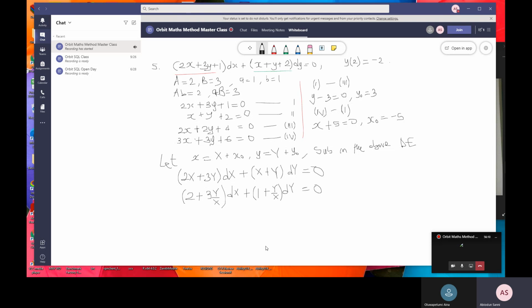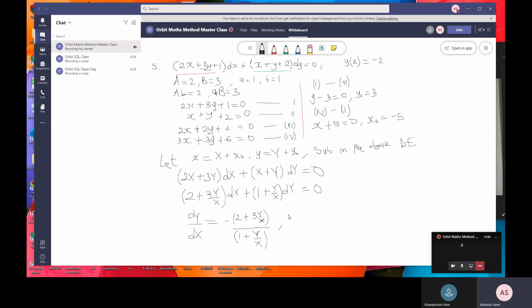So now in this format, let me just write everything as dy dx, so I can have dy dx is now equal to minus 2 plus 3y over x, all over 1 plus y over x. I hope you understand what I'm doing here.